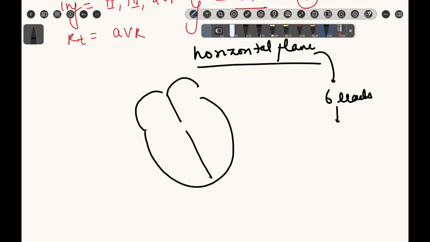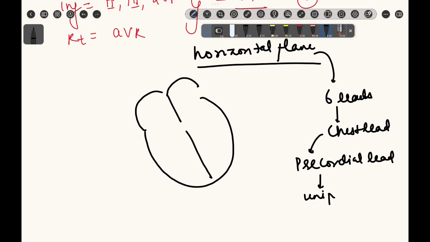Those 6 leads are the chest leads that you usually see in movies and everywhere. Remember the fact, these chest leads are lying on the precordium. That's why they are also called precordial leads. And they have only one pole. That's why they're unipolar in nature. So how many unipolar leads are there in the horizontal plane? All the leads are unipolar, and these are 6 in number.